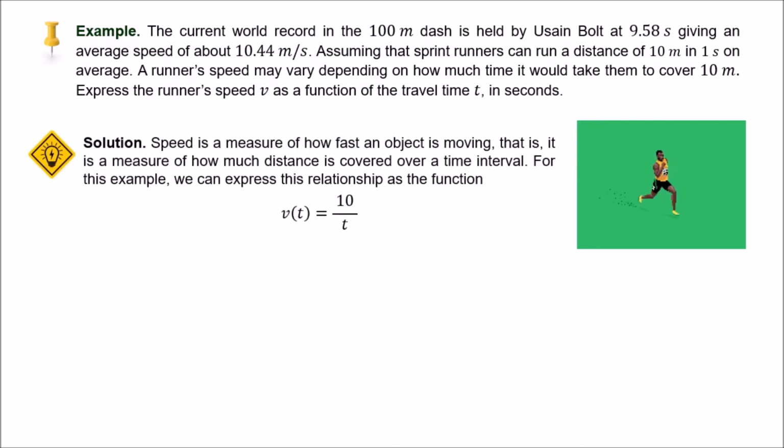Solution. Speed is a measure of how fast an object is moving. That is, it is a measure of how much distance is covered over a time interval. For this example, we can express this relationship as the function v of t is equal to 10 all over t.